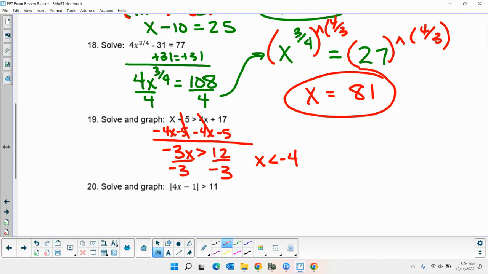And now we can just put a number line graph here. Negative 4 in the middle. So negative 5 would be to the left, negative 3 to the right. Do I do a solid dot or a circle at negative 4? Circle. And less than is which way? To the left, right?